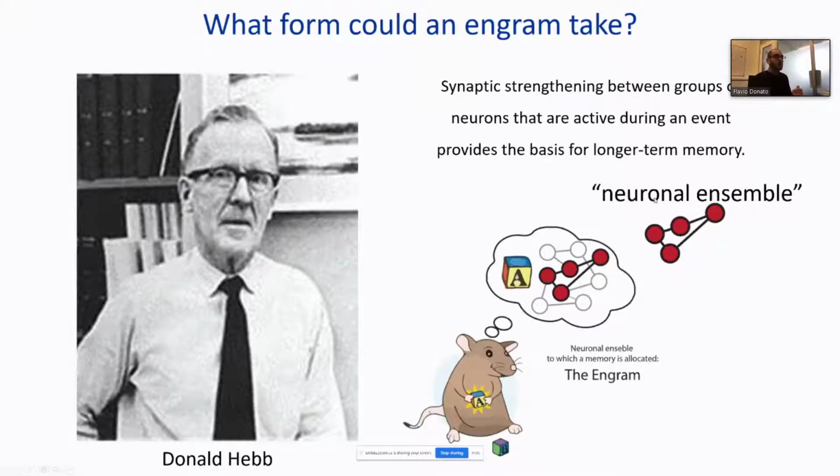So if you want, the neuronal ensemble that Hebb defined and the word engram that Simon put forward are, in this sense, synonymous, the same thing. A group of neurons that is coactive, a group of neurons that encode similar information.